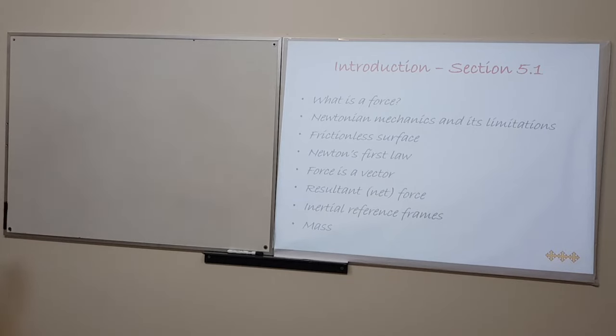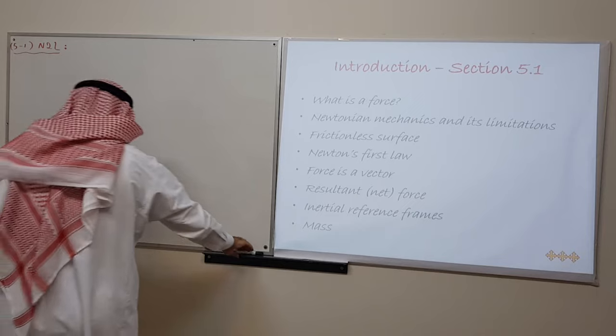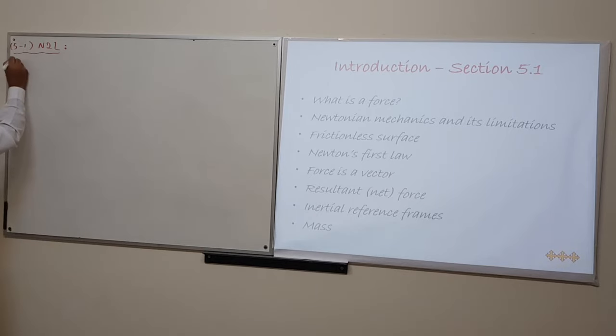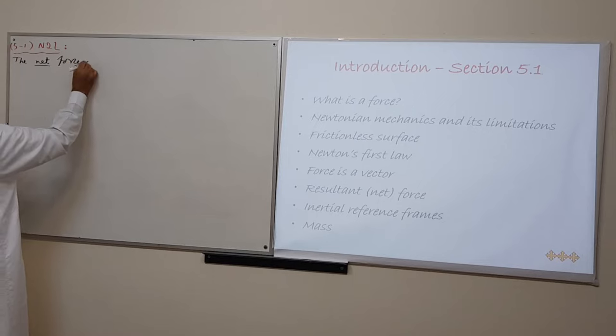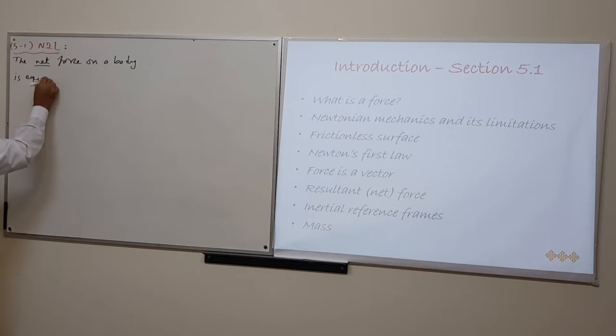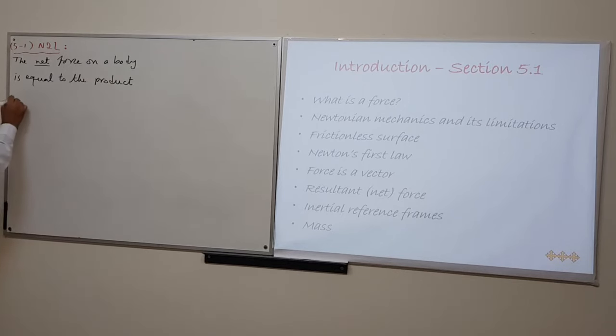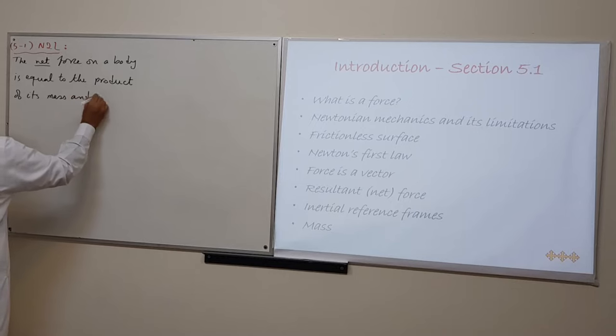This is now section 5.1. We are still there. And here we will consider Newton's second law. This is how I will abbreviate it, Newton's second law. Newton's second law says the following. We will state it. It says the net force, watch the words, the net force on a body is equal to the product of its mass and acceleration.